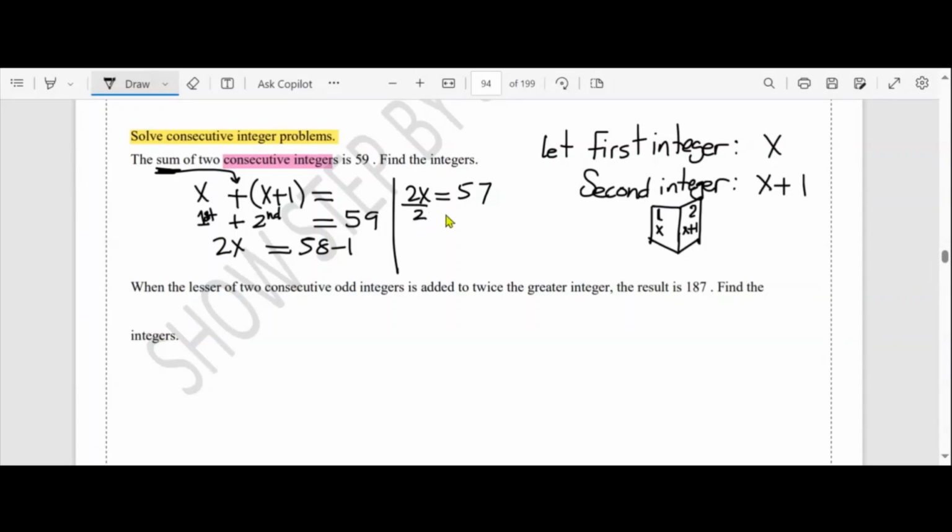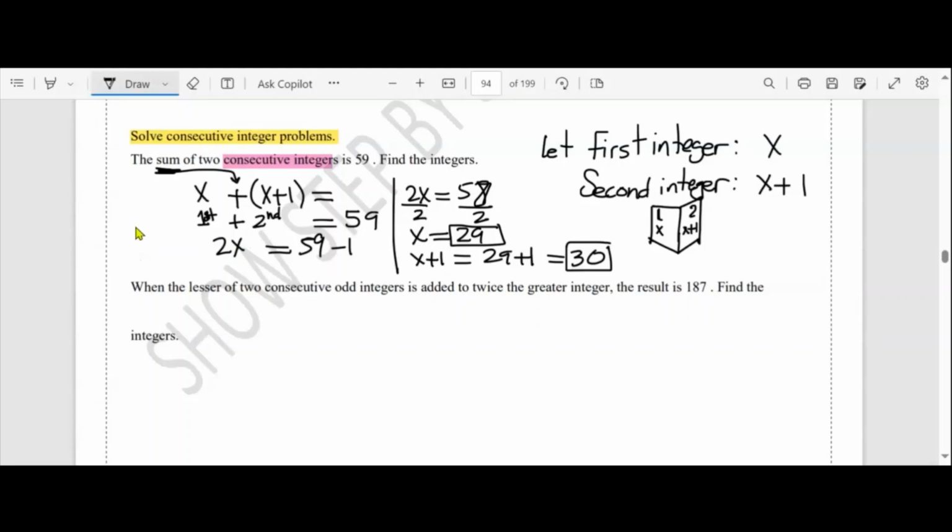Why 57? No, it's 58, yes, mister. Because this is 59, so it's 58. Correct, thank you. Now divide by 2. X equals what? 29. So if the first page is 29, what's the second page? 30. Is this clear? I was testing you, that's why. Good, thank you.